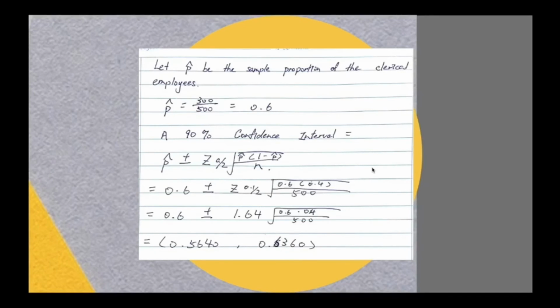Next step, we'll plug the numbers in. 0.6 plus or minus z value of 0.1 over 2 times square root of 0.6 times 0.4 over 500. Referring back to the z table, 0.1 over 2 equals 0.05, and we get 1.64. And then if we recalculate the whole thing, we will get 0.5640 and 0.6360 for the answers.